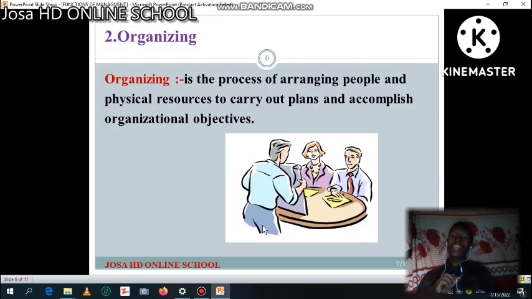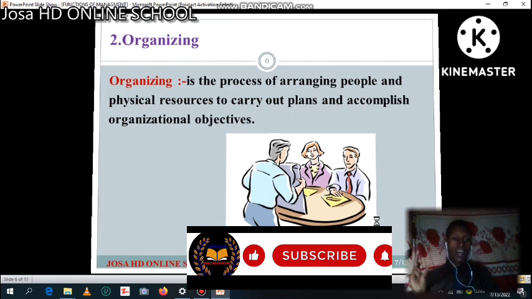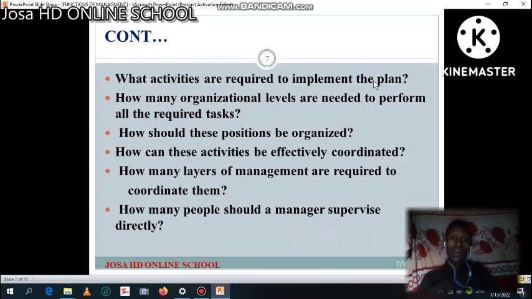And the second function of management is organizing. Organizing is the process of arranging people and physical resources to carry out plans and accomplish organizational objectives. As you see, if he is a manager and these are under him, organizing means arranging people and physical resources. There are people in an organization, and also there are physical resources. Arranging them to accomplish the stated organizational objective is known as organizing.